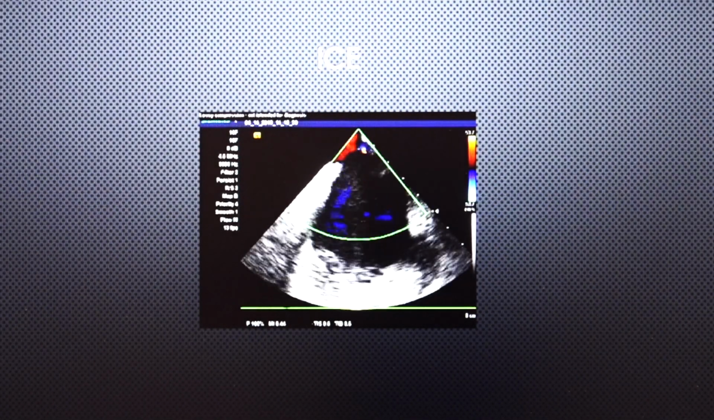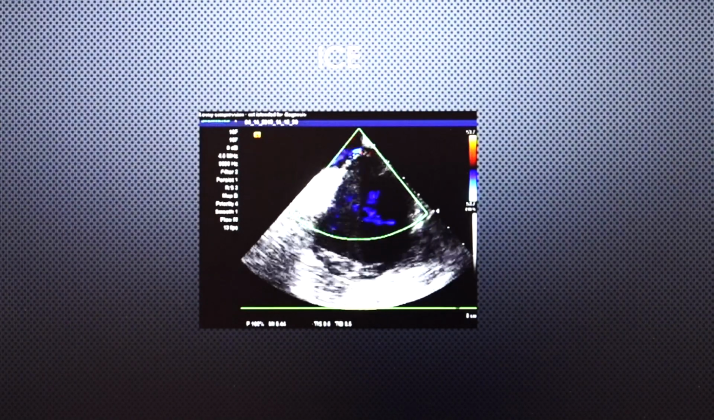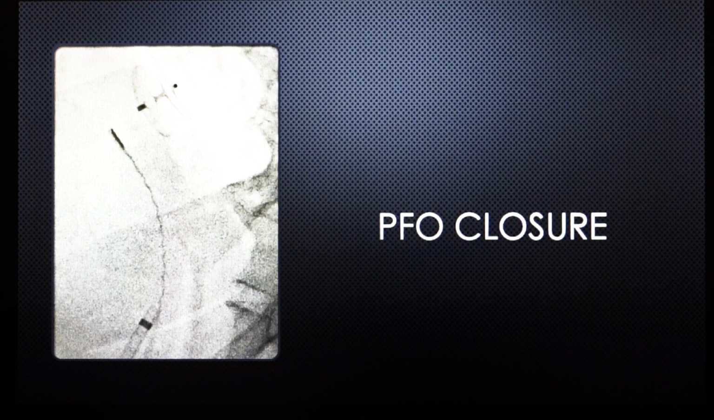Next day he came to the lab. This is the image of the ICE that showed the PFO, and we closed the PFO with an Amplatzer device.